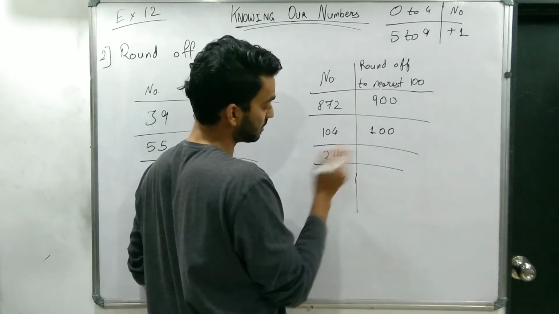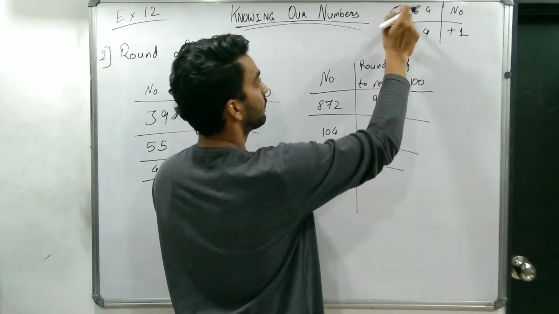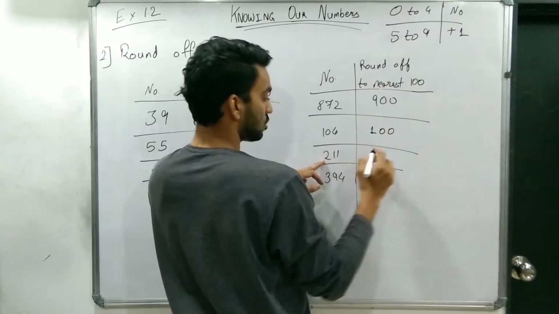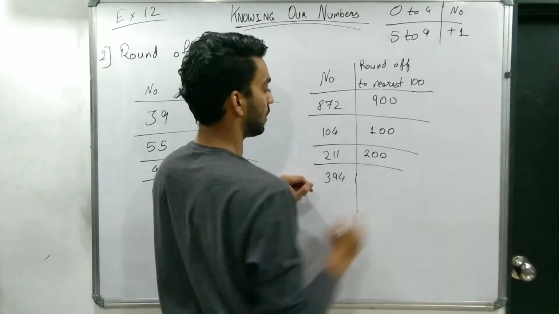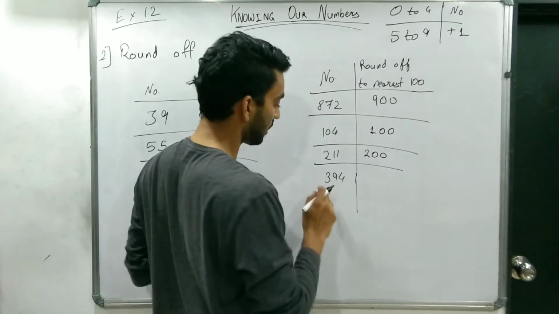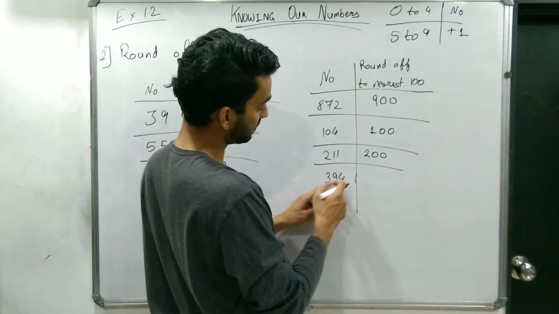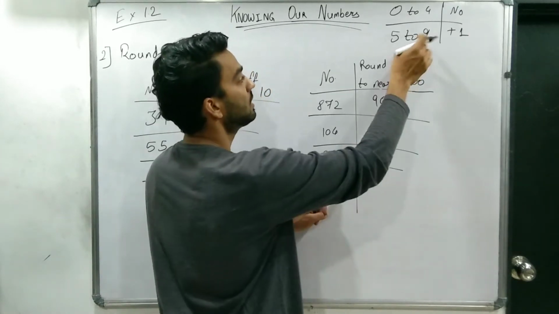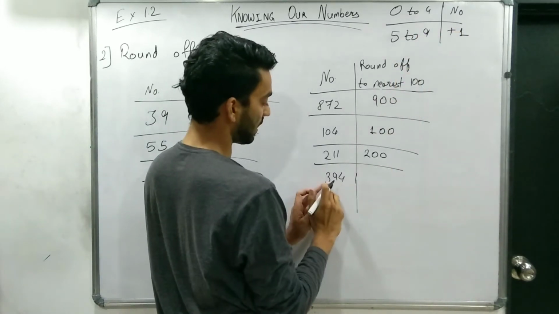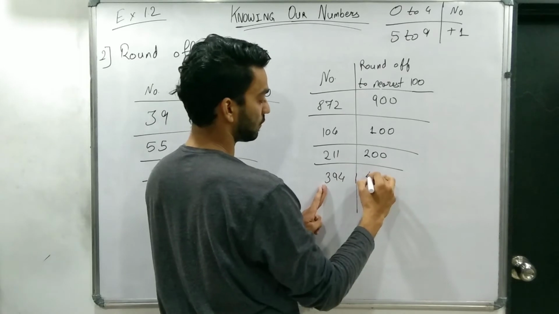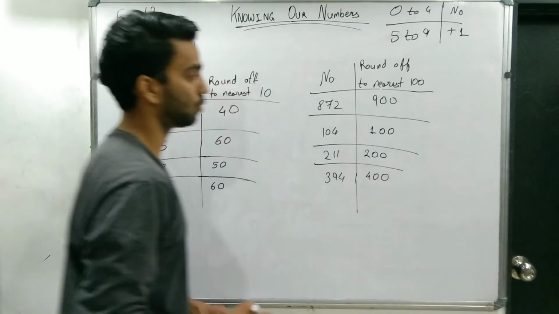Then the 100's place is this, the next digit is 1, which is in the first group, so there is no change. So 2 will remain 2 and the next digits become 0. Next number 394, 3 is the 100's place. The next digit is 9, which is in the second group, so 1 will be added here to the 100's place. 3 plus 1 is 4, 0, 0.